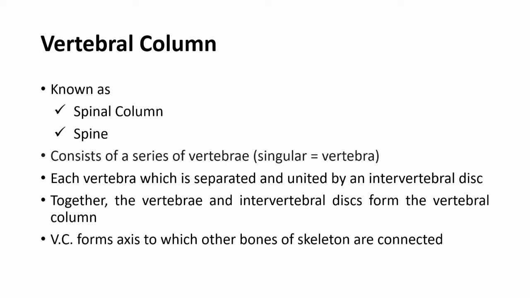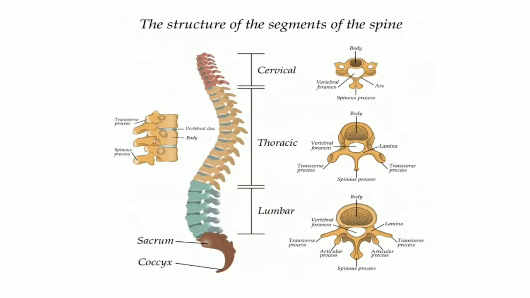It's your perspective whether you think that each vertebra is separated by an intervertebral disc, or you can think that all these vertebrae are united with intervertebral discs. Both are correct. So both the vertebrae and intervertebral discs form your backbone, or you can say vertebral column. This backbone forms an axis to which other bones of our skeleton get attached. Examples are the skull, thoracic cage, etc. Here you can see the structural segments of the spine.